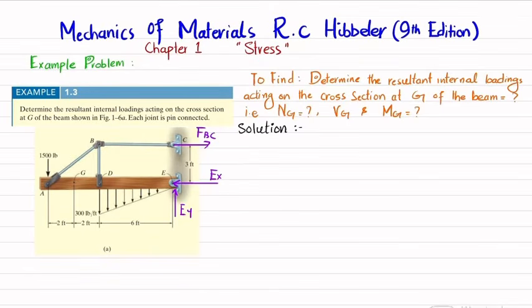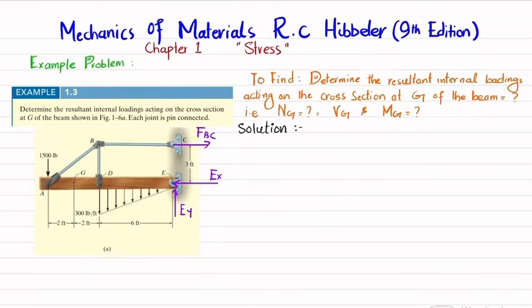Okay, why are we taking FBC only as a horizontal force? Note that BC is a two force member since only two forces act on it. For this reason, the force at C must be along BC, which is shown as horizontal. Now we'll find this FBC, EX and EY by using the equations of equilibrium.